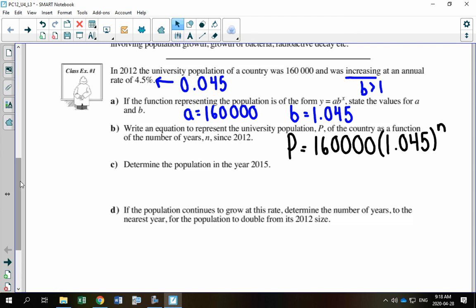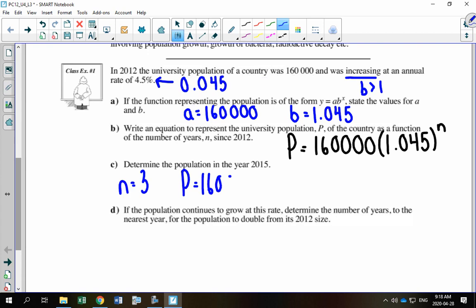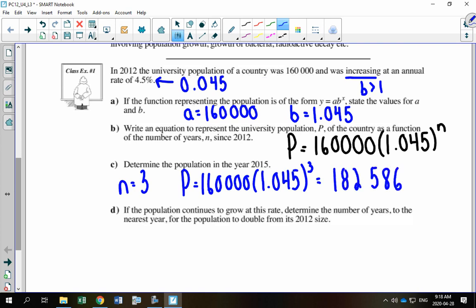Part C. Determine the population in the year 2015. The equation we came up with is for the year 2012. If I want to look at the year 2015, that means my n will be 3 years later. So just substituting n to be 3 and straight evaluation. Three years later, in 2015, the population will be 182,586.